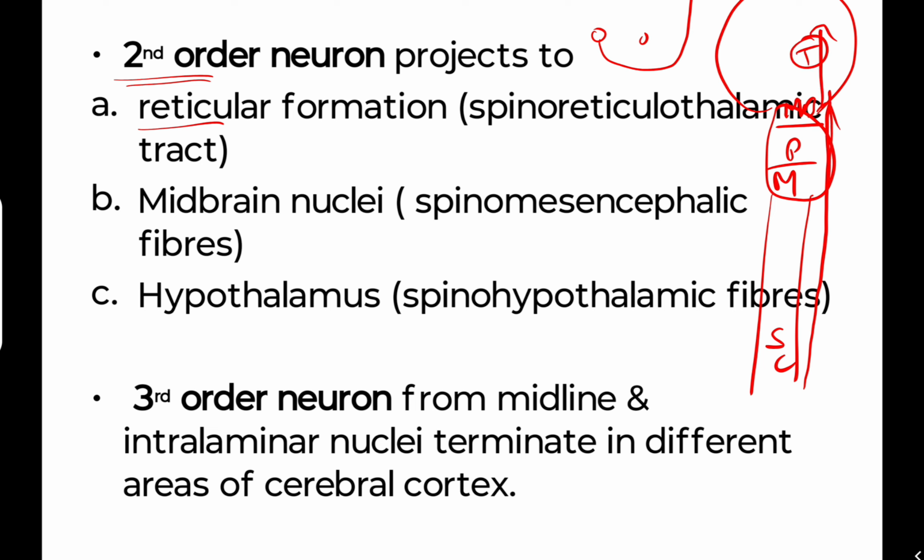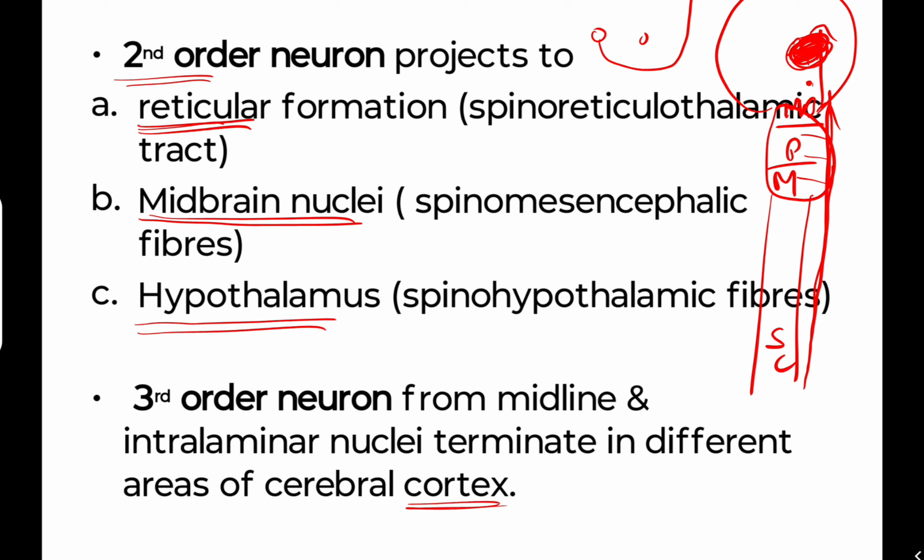Thalamus is a subcortical structure. So this is where your thalamus is present. When this pathway is going up in the brainstem, remember it will give a few branches here in the brainstem. One of the branches goes to the reticular formation, another goes to the midbrain nuclei, and one goes to the hypothalamus. Somewhere here the fibers will also give a branch to the hypothalamus. The third order neuron from the thalamus goes to the cortex.